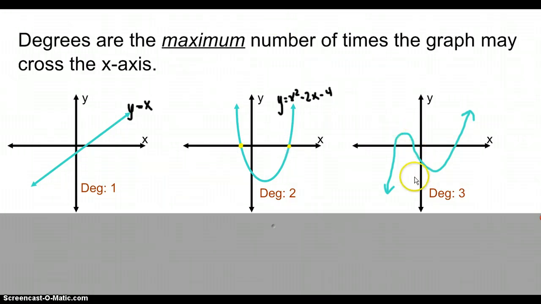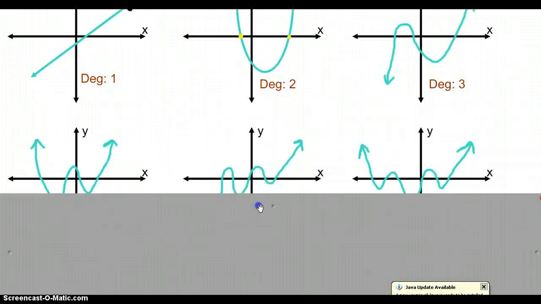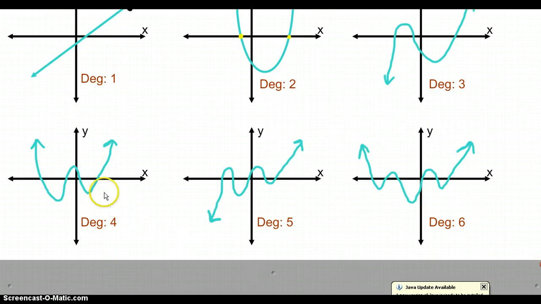Here's a degree 3. As we talked about in the last chapter about end behavior, it's an odd degree, so the ends are facing in opposite directions as x goes to positive and negative infinity, whereas our parabola is an even powered degree, so both ends are going in the same direction as x goes to positive and negative infinity.